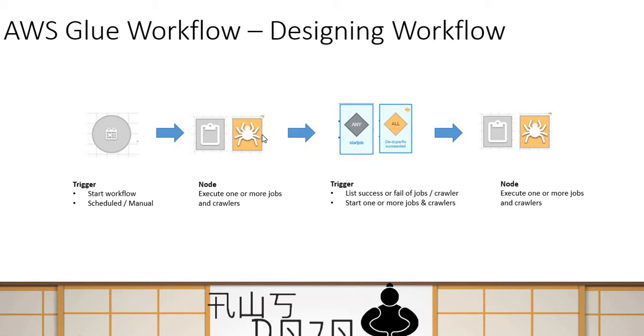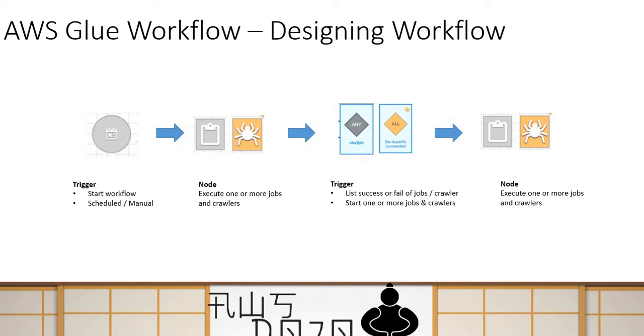Then the second component is a node. And a node is responsible for either running a job or a crawler. So when your workflow has started, of course, you have to decide whether you want to run a job or a crawler, and that depends on your business logic, what you want to implement. And of course, you can run more than one job, more than one crawler, or crawlers and jobs in combination as well. But the second step is always a node.